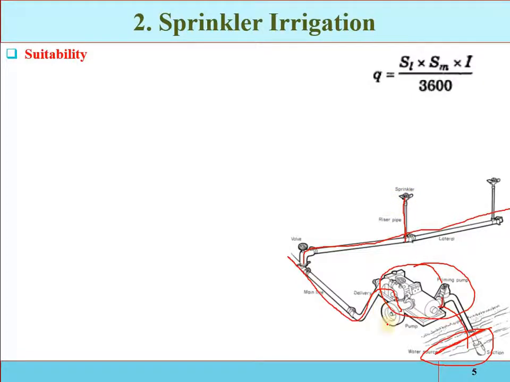So there will be a pumping station, there will be a distribution station, and there will be the discharging point. So these are the components of the sprinkler irrigation system. There is uniform application by artificial rainfall. As the water is applied by means of artificial rainfall, the application of water is almost uniform.